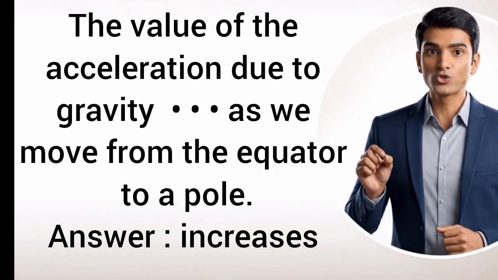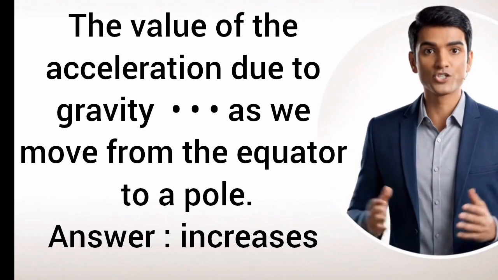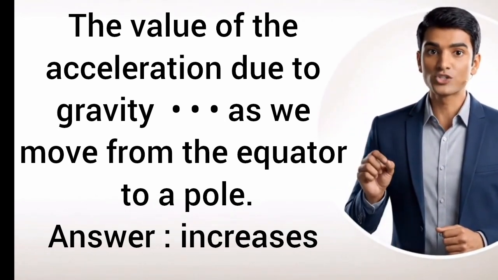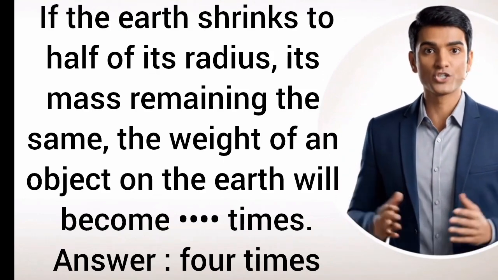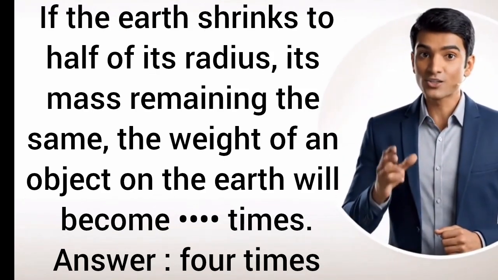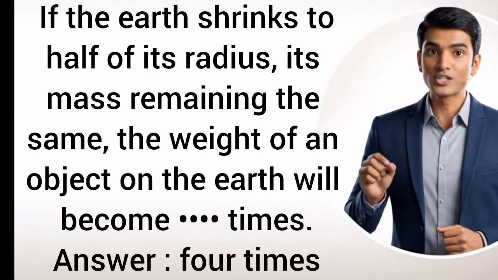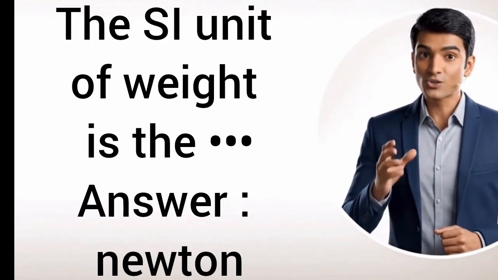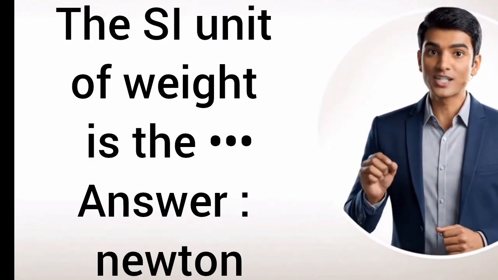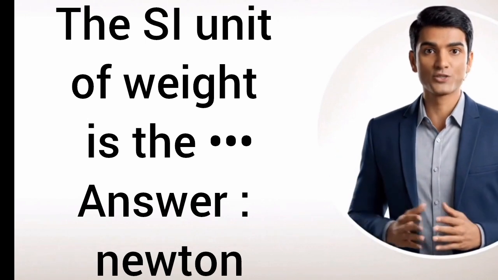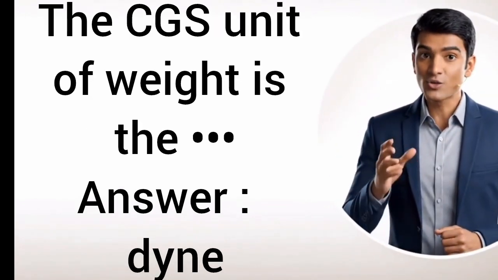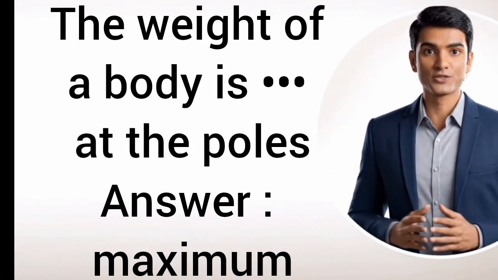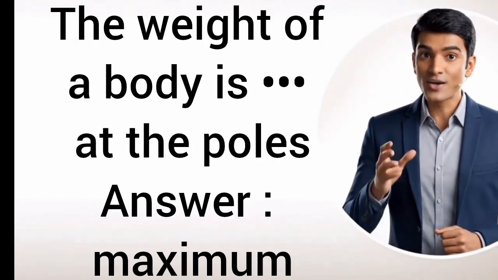Number 1. The value of the acceleration due to gravity, blank, as we move from the equator to a pole. Answer. Increases. 2. If the Earth shrinks to half of its radius, its mass remaining the same, the weight of an object on the Earth will become blank times. Answer: 4 times. 3. The SI unit of weight is the blank. Answer: the Newton. 4. The CGS unit of weight is the blank. Answer: the dyne.